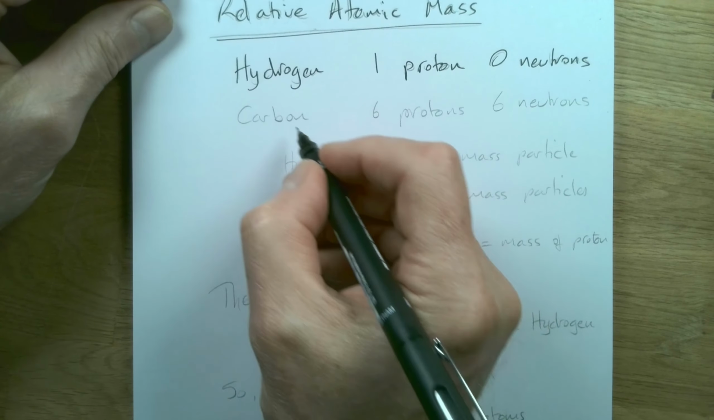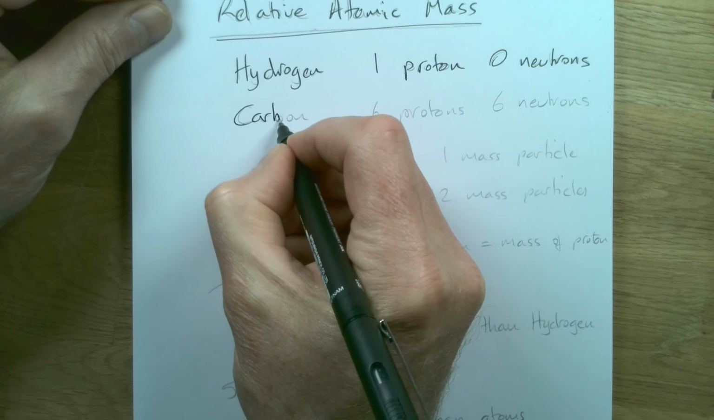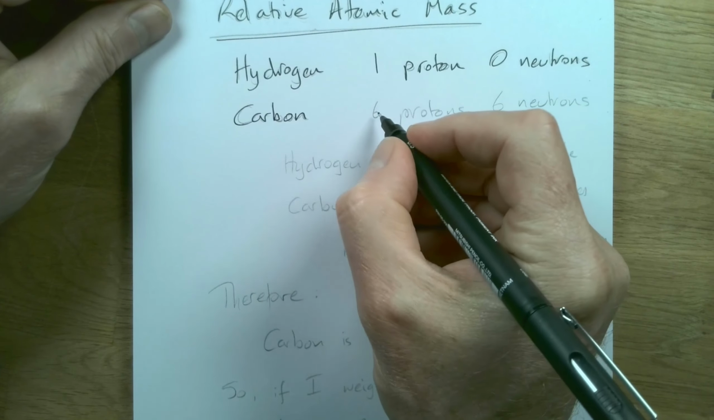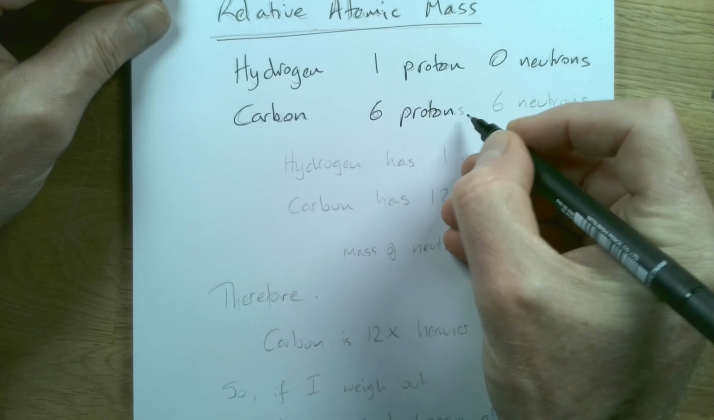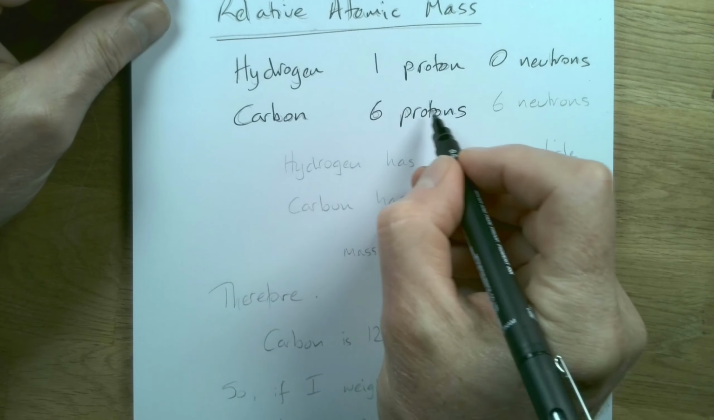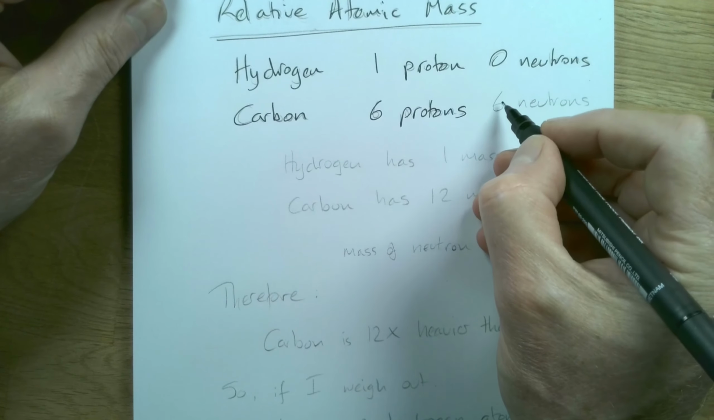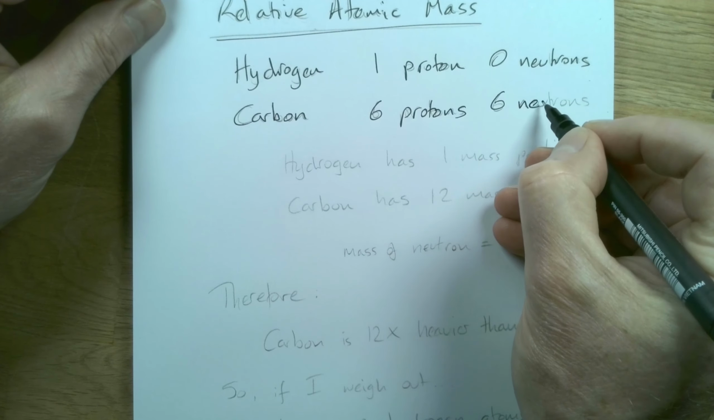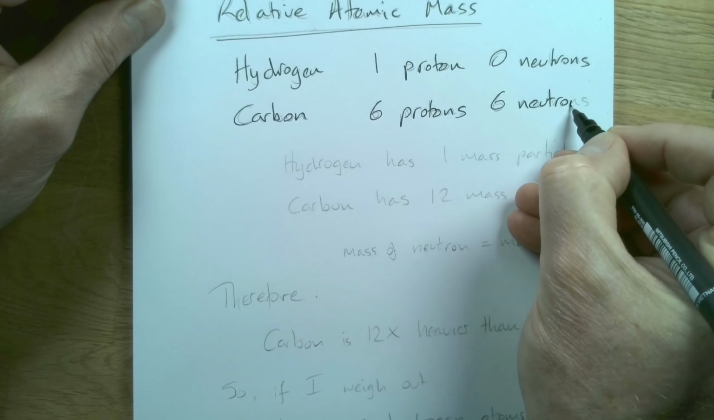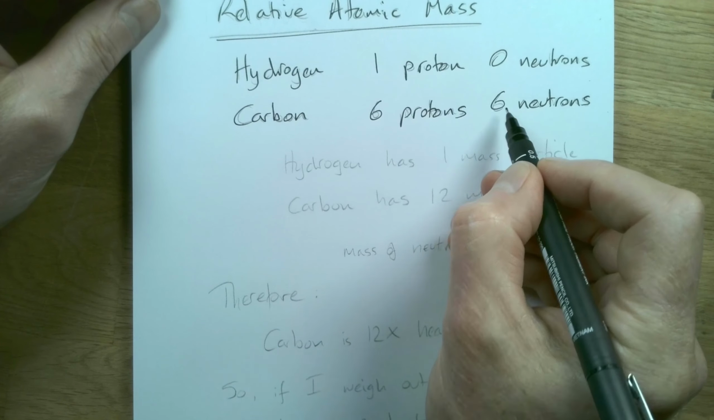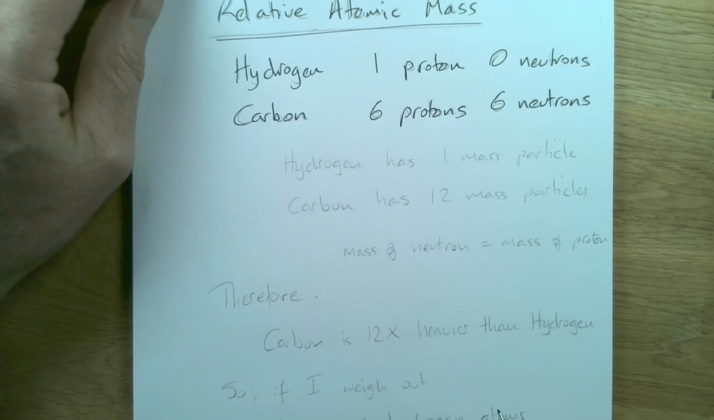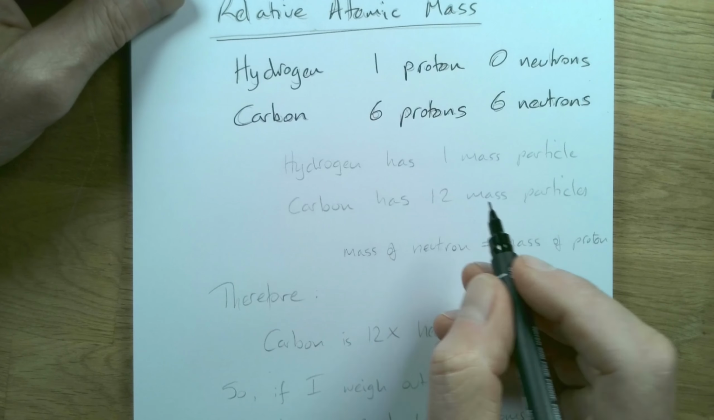Okay, so the next one we have carbon. All right, and carbon has 6 protons. It's element number 6 in the periodic table. The number of protons indicates the atomic number. And it has 6 neutrons in the carbon-12 isotope. We're just talking about the carbon-12 isotope, and that has 6 neutrons and 6 protons. Okay, so where does that get us?